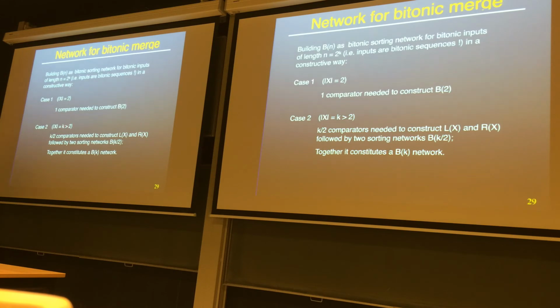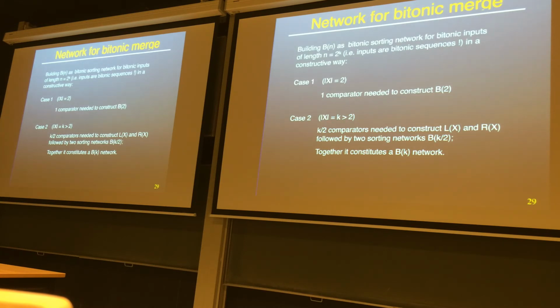If k is larger than 2, then you need k divided by 2 comparators to obtain the Lx and the Rx by comparing the first elements of the two halves. Because you have to split them in the minimum and in the maximum.